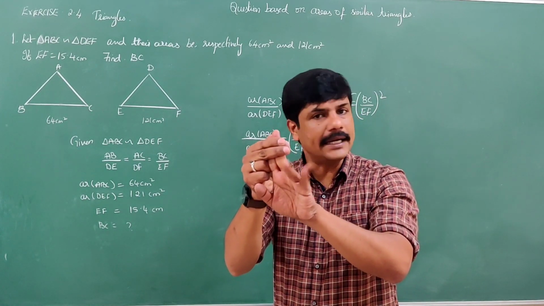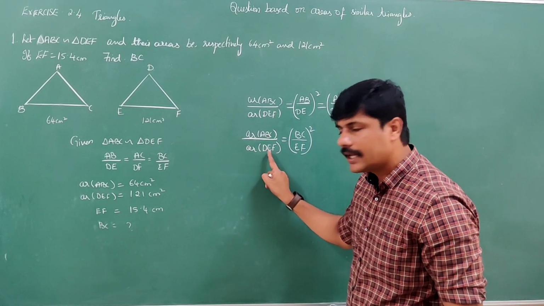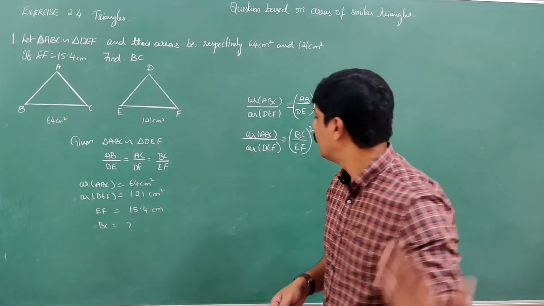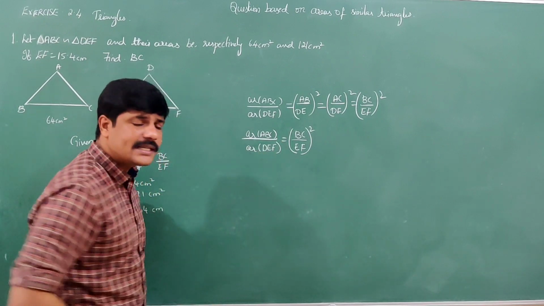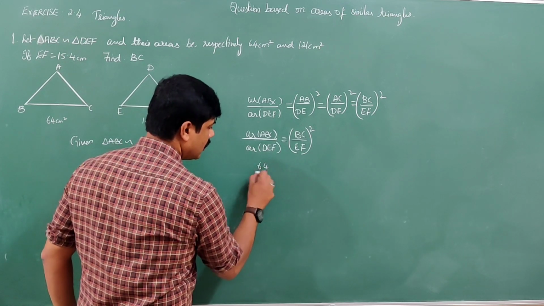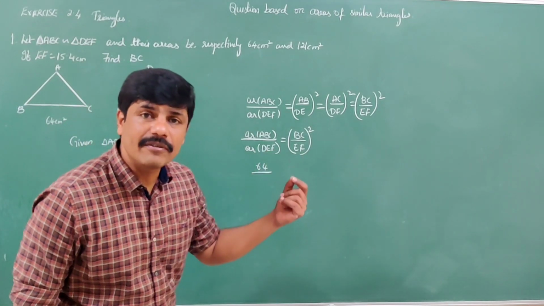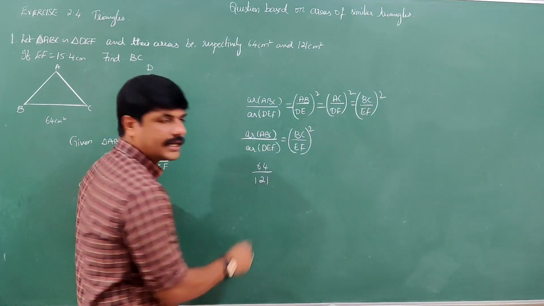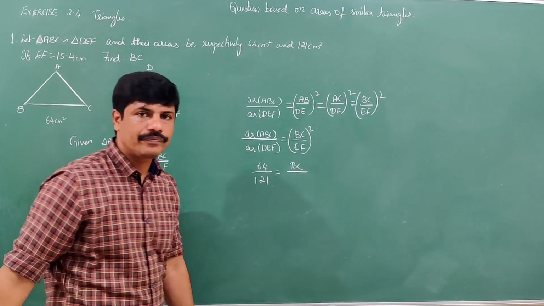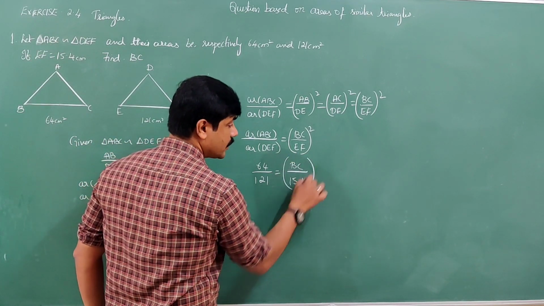If two are known, then it is not possible. All three we should know, and here all three are there: area of ABC, area of DEF, and EF value. So we can substitute and find the value of BC. How? See that. Area of triangle ABC is 64 centimeters square, area of DEF is 121 centimeters square, is equal to BC, which we have to find, over EF value, which is 15.4 centimeters, whole square. Don't forget.